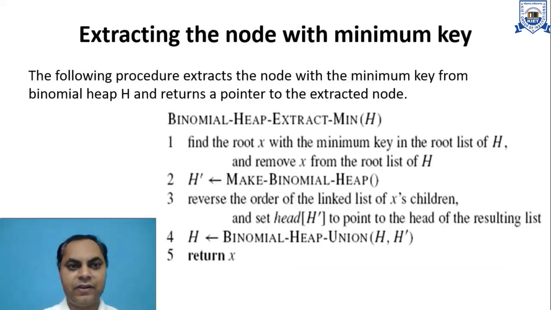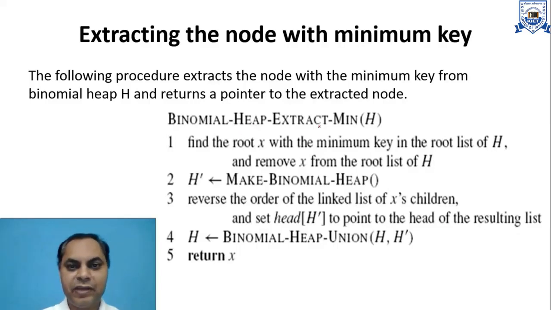Now next we discuss one more operation, that is extraction of the node with the minimum key. The following procedure extracts the node with the minimum key from the binomial heap H and returns a pointer to the extracted node. First of all, find out which one is the minimum key in the whole binomial heap, and after finding it, remove that particular node from the binomial heap. And the procedure is very simple.